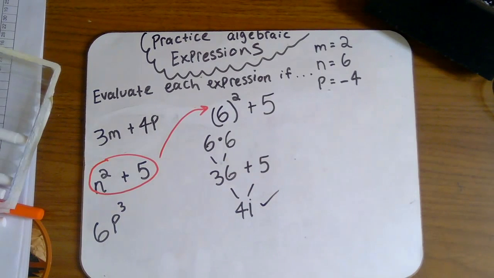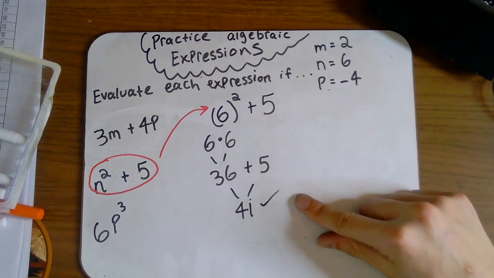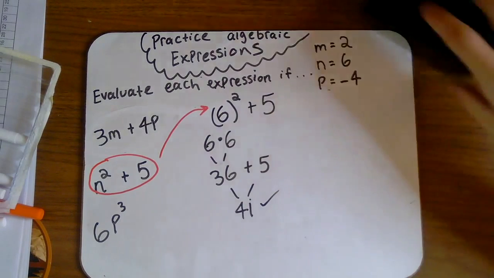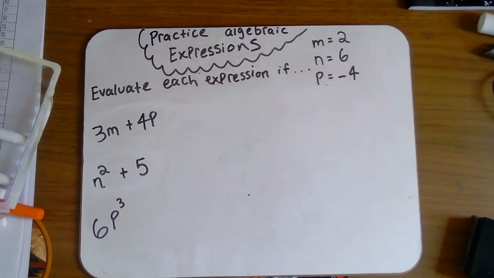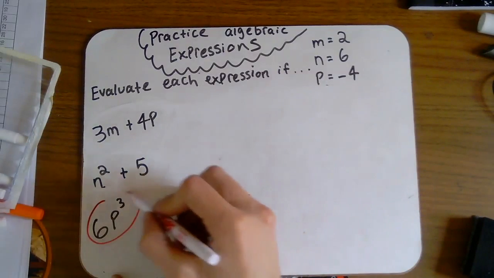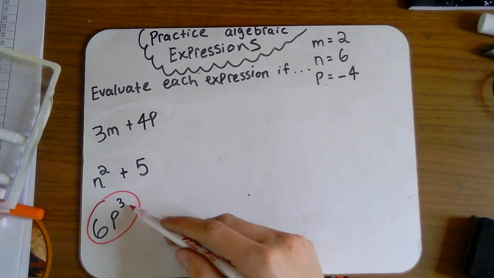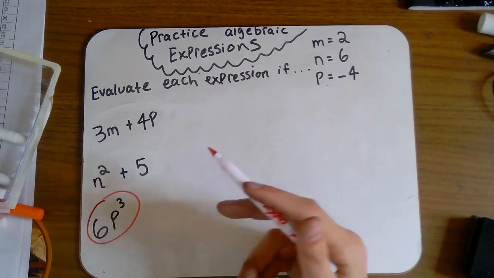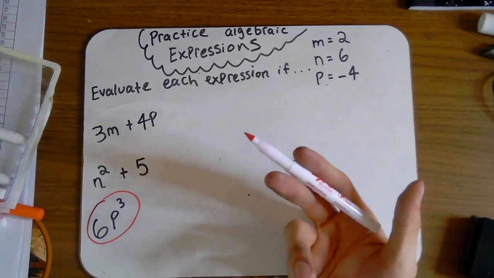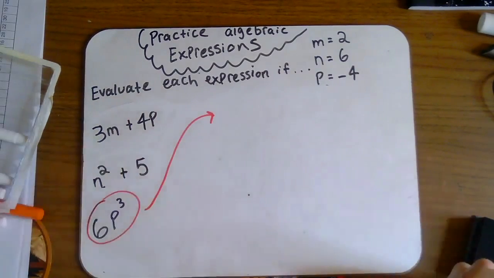Again, if you made a mistake somewhere along the line, see if you can follow my steps from top to bottom and catch your error. Okay, the last expression we're going to take care of is here, 6p cubed, right? So when you see the exponent here is 3, we're talking about cubes, or we're talking about 3 dimensions in this case. But let's go ahead and work this out on the side and see what this looks like.